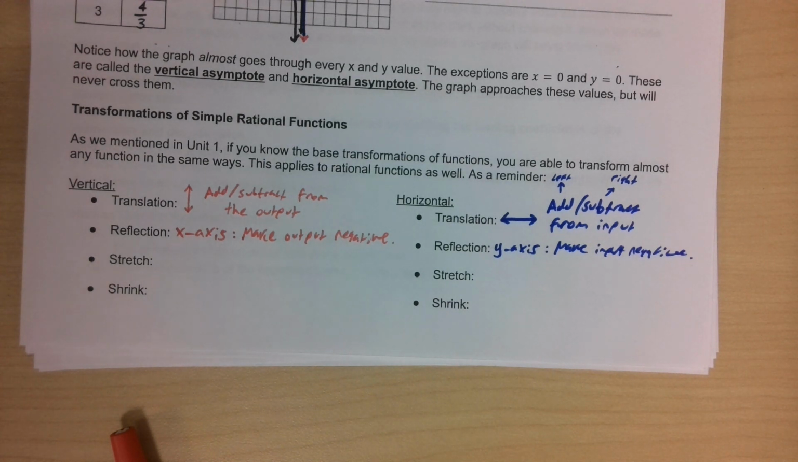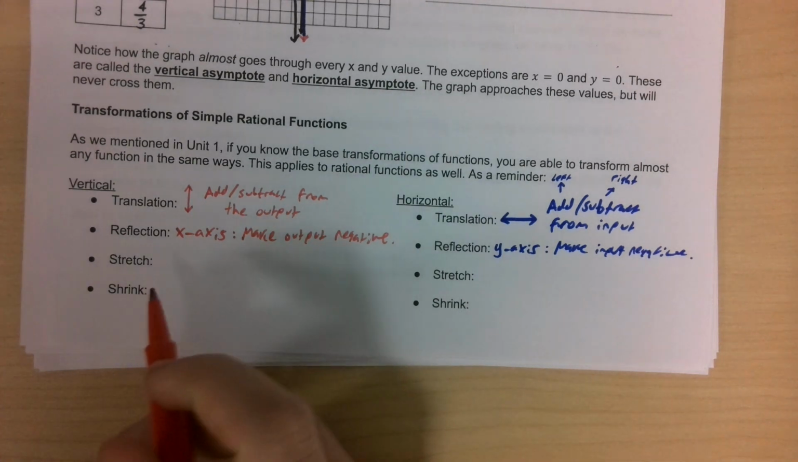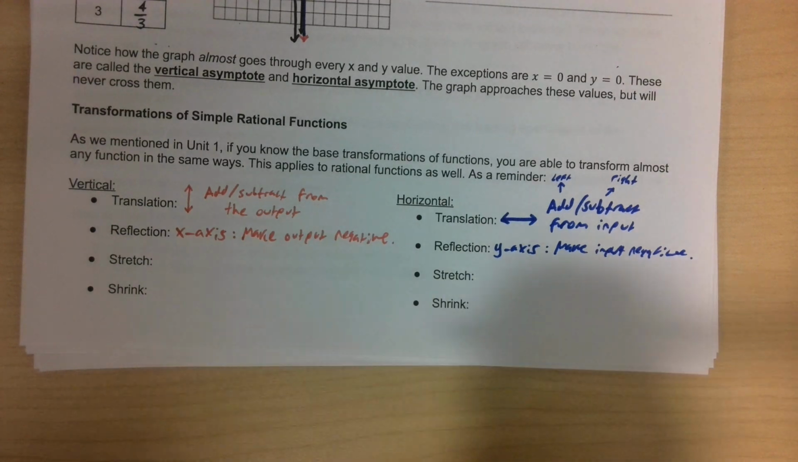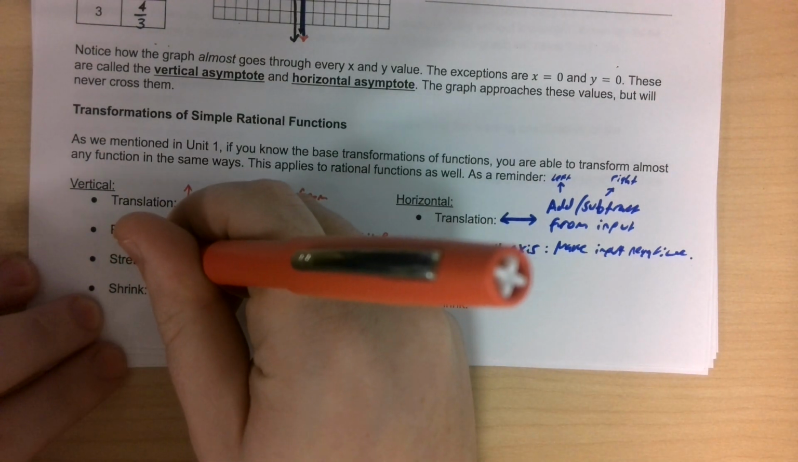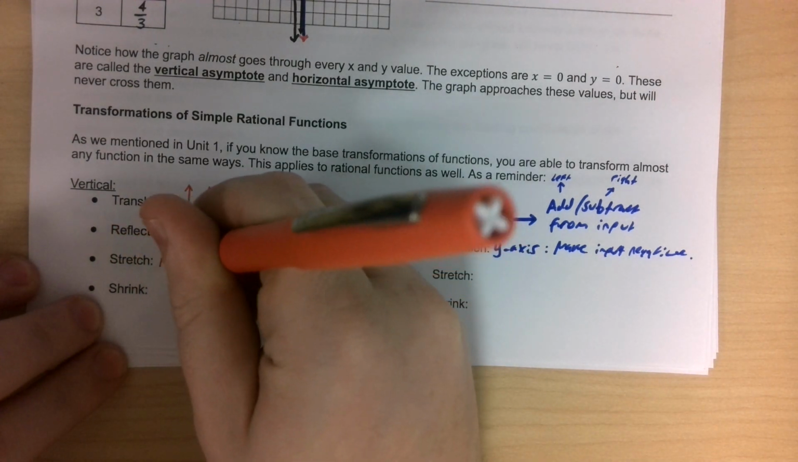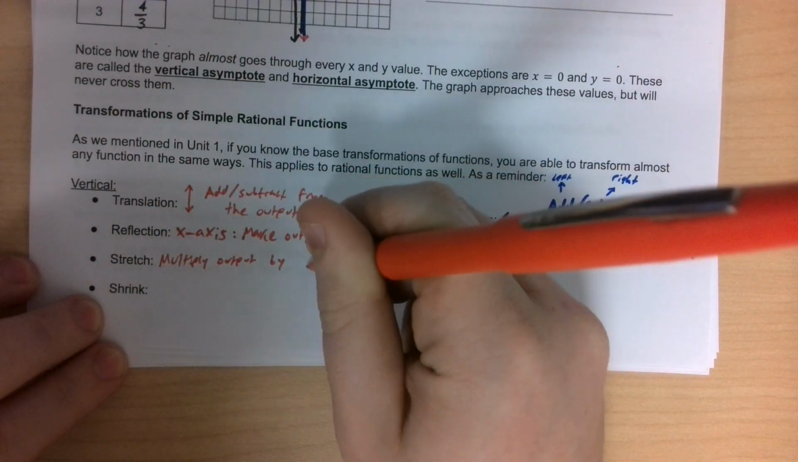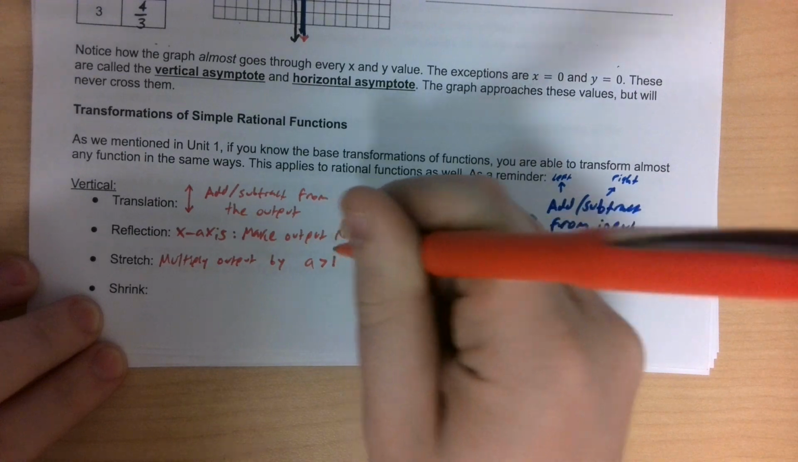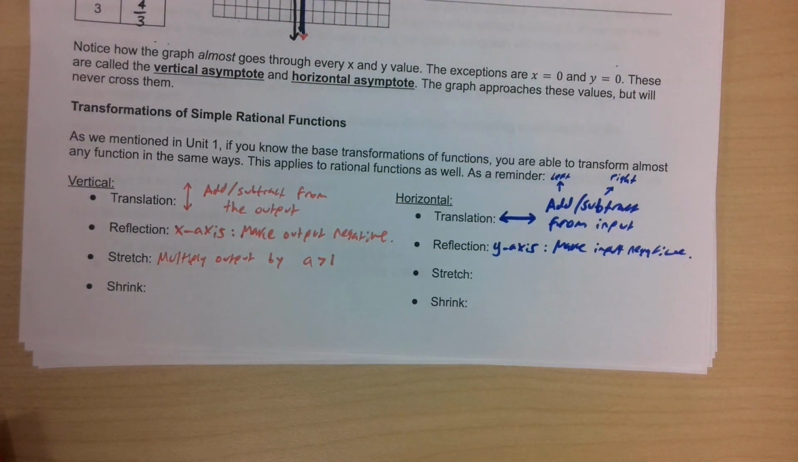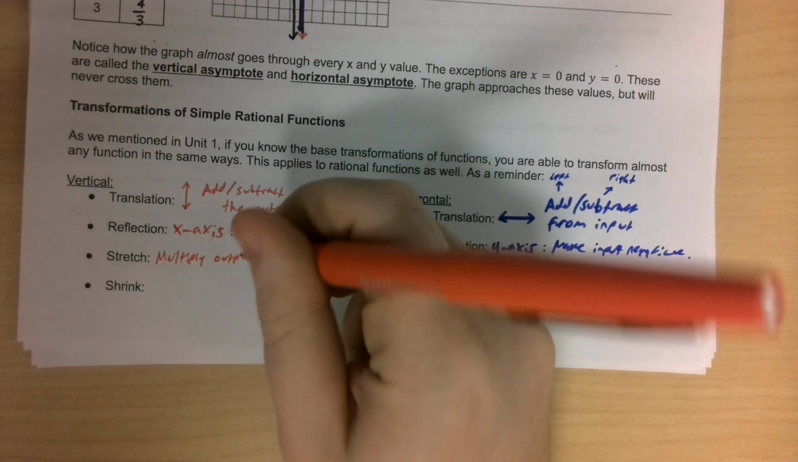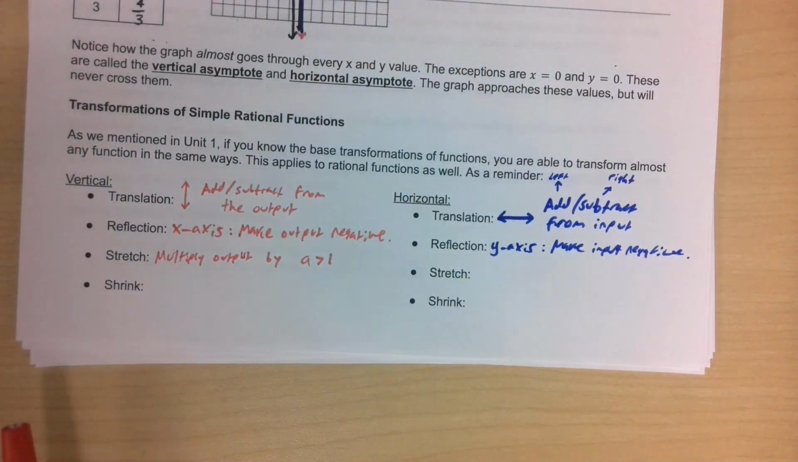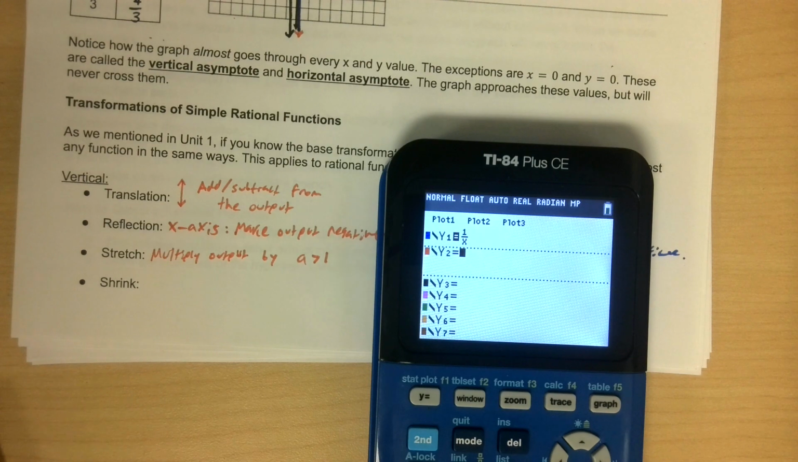Last but not least, we have our vertical and horizontal stretches and shrinks. And I want to remind you all that these ones are a little bit tricky. Let's start with vertical stretch. Vertical stretch means that you are multiplying the output by an a value bigger than 1. So basically multiplying it by a whole number, something that is bigger than 1. That's going to do a vertical stretch.